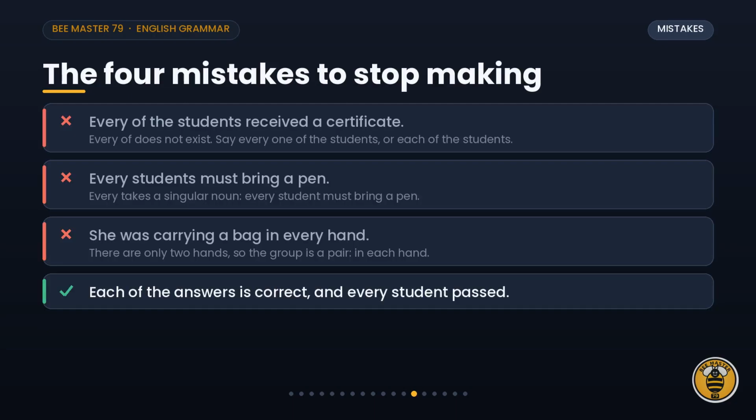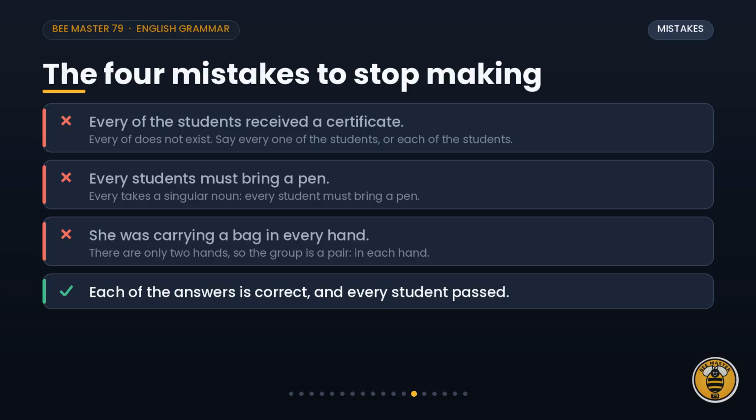Let us collect the 4 mistakes together because if you fix these, you have fixed almost everything. Mistake 1. Every of the students. That phrase does not exist. Insert the word one or switch to each of. Mistake 2. Every students with an S. Every always takes a singular noun. Mistake 3. A bag in every hand. There are only 2 hands, so it must be each hand.